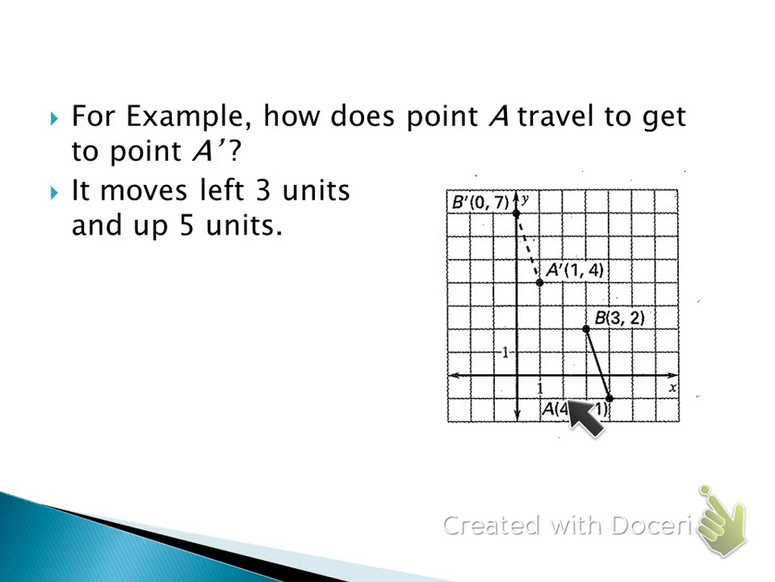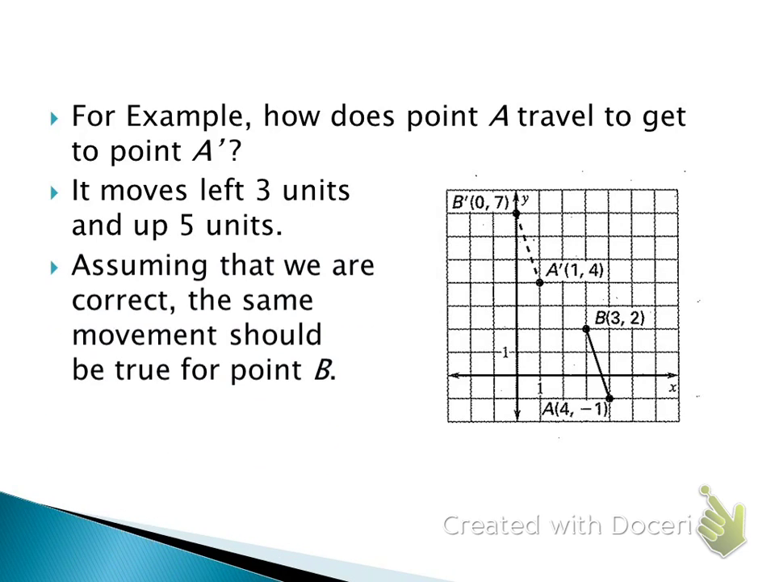We move left 1, 2, 3 units. We move up 1, 2, 3, 4, 5 units. A to A prime. Assuming that we are correct, the same movement should be true for point B going to B prime. So again, if we start at B and we go left 3, 1, 2, 3, and up 5, 1, 2, 3, 4, 5, we end up at B prime. So this is describing translations just using words: left, right, up, down.